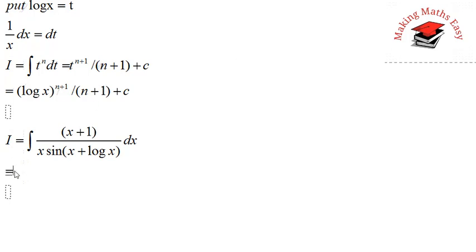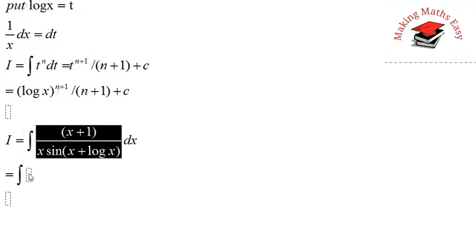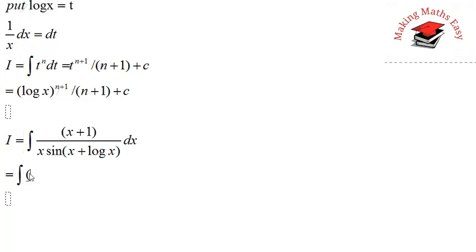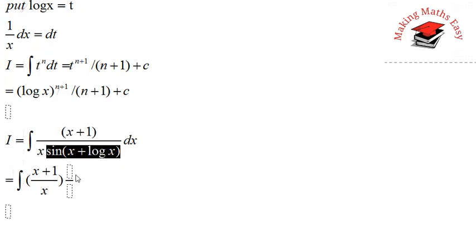For this sum we have the integral of x plus 1 with x in the denominator. So we will divide the numerator x plus 1 by this x, and we get (x plus 1) divided by x, which is 1 plus 1 upon x, multiplied by sine of (x plus log x), and we will write that afterwards.